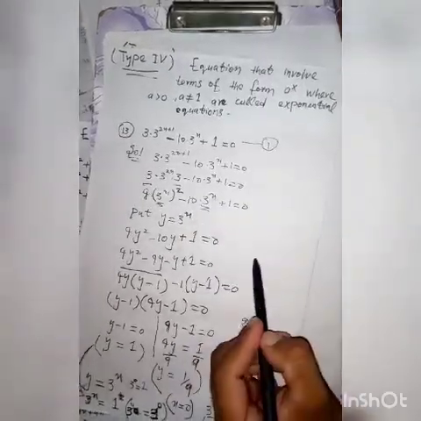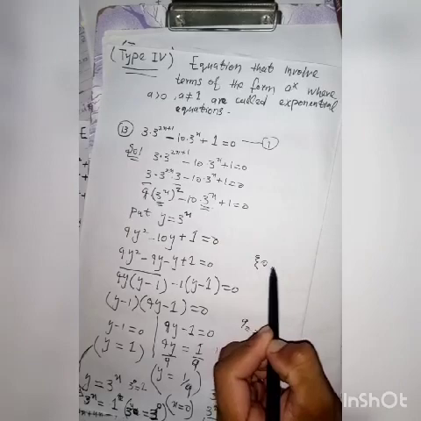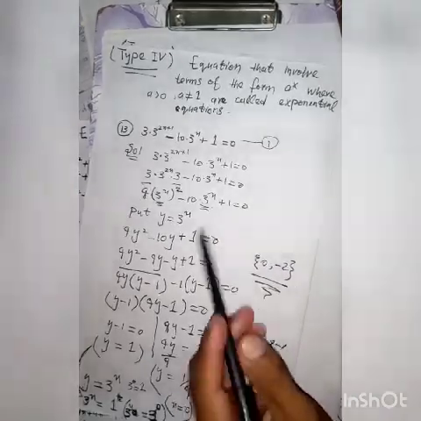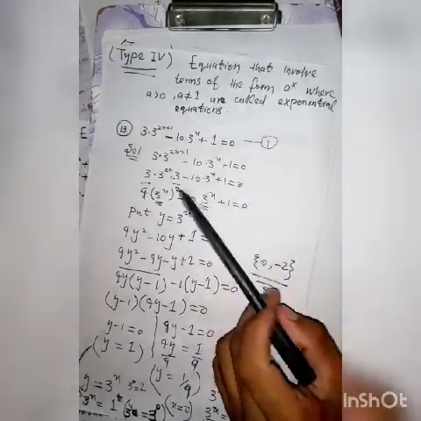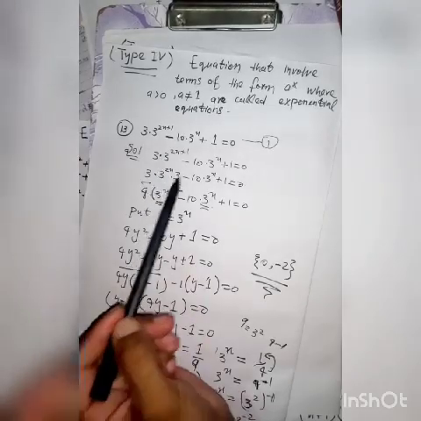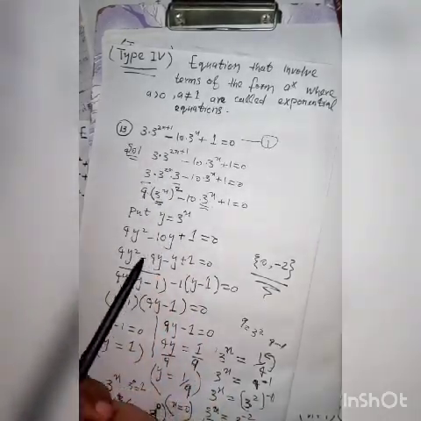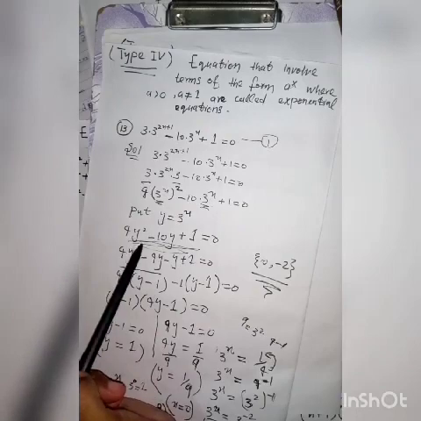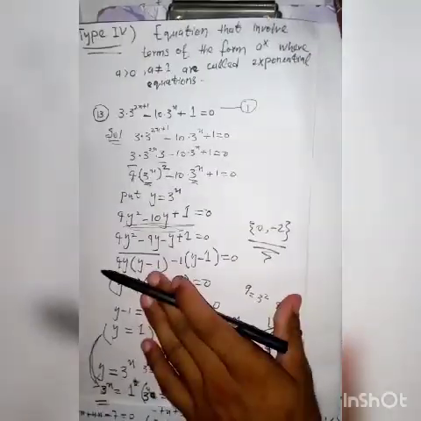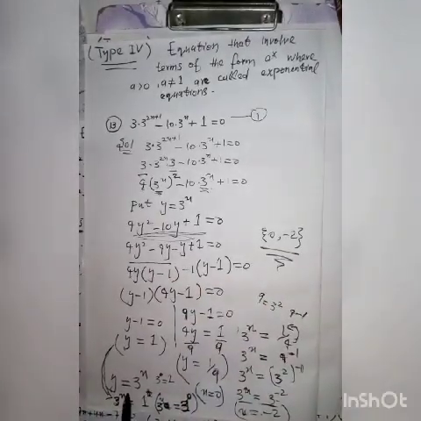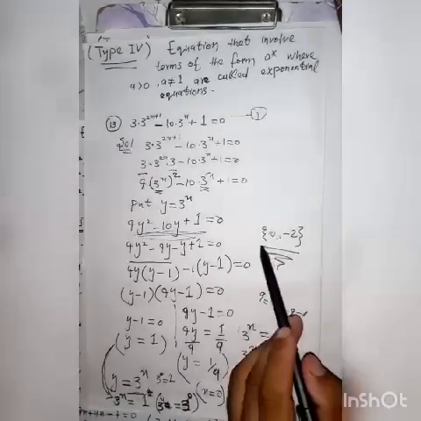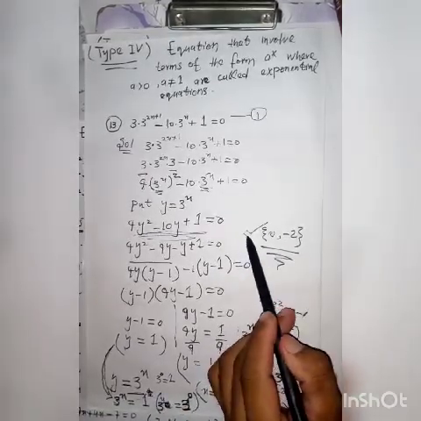So the solution set will be {0, minus 2}. This is the solution set of the given equation, which was not originally a quadratic equation. First we changed this equation into a quadratic equation in y, then we solved for y, and then we substituted the value of y to get the solutions for x. So this is the required solution.